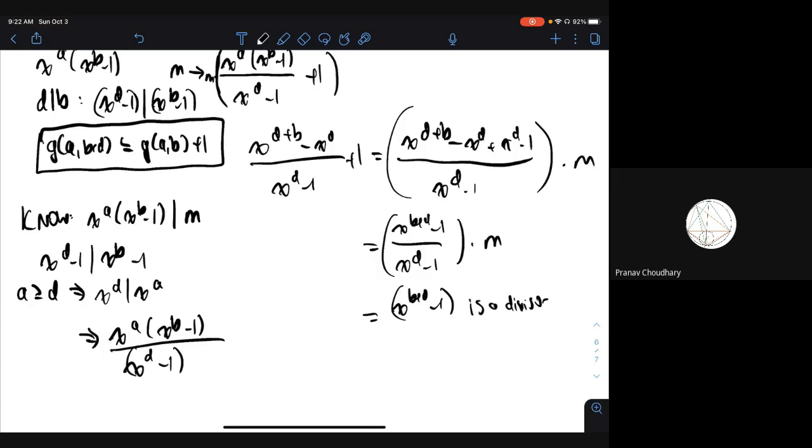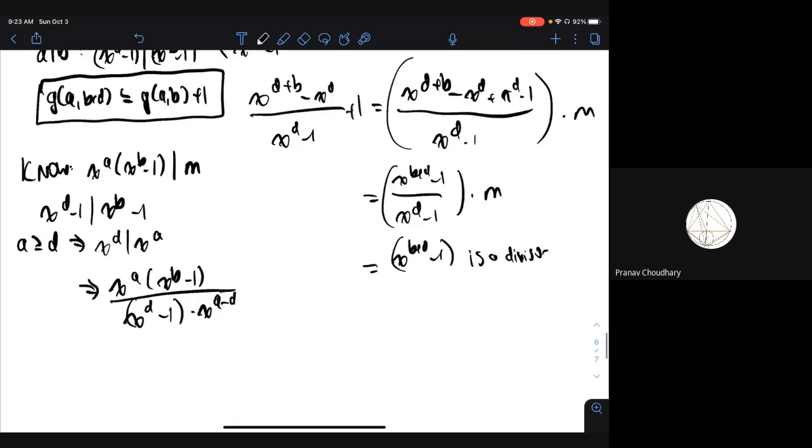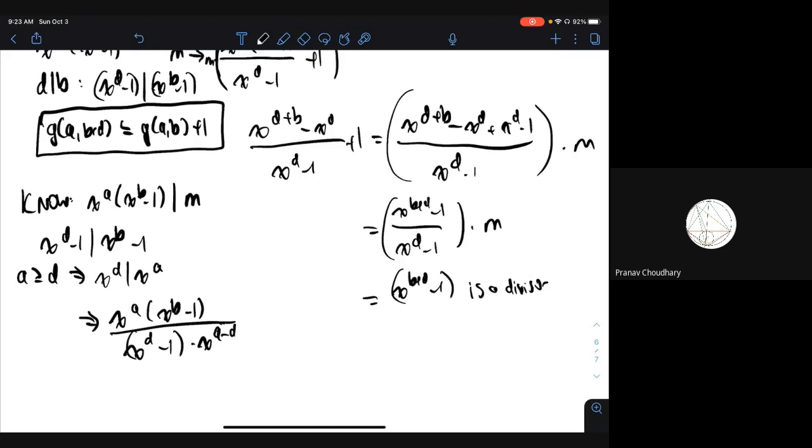Yes. And then also we can divide by x to the power of, like d minus a. Sorry, x to the a minus d. A minus d is still positive since a is at least d. So then when we divide, this a minus d will go up and we'll get x to the d in top. So that's how we get this divisor of m. So this number divides m.